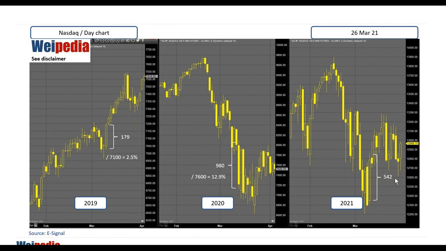And in 2021, to me, the volatility is just good. Okay, 542 points, that's this month's volatility, divided by 12,500, is about 4.3%. It is volatile, very volatile. Okay, so volatility, again, is not a bad thing.